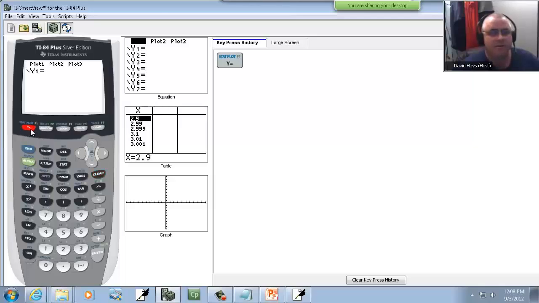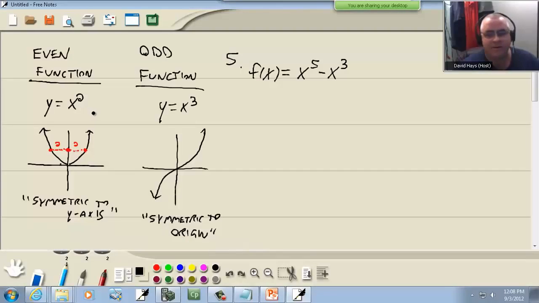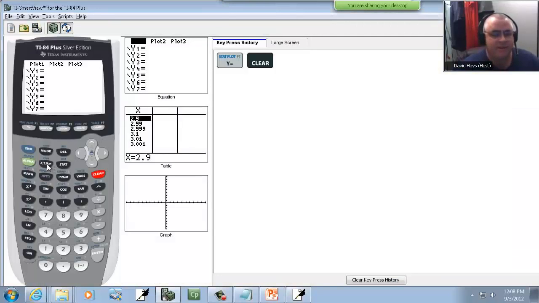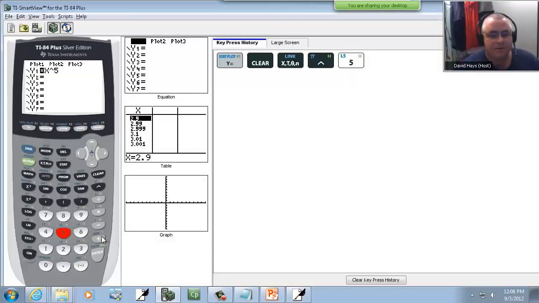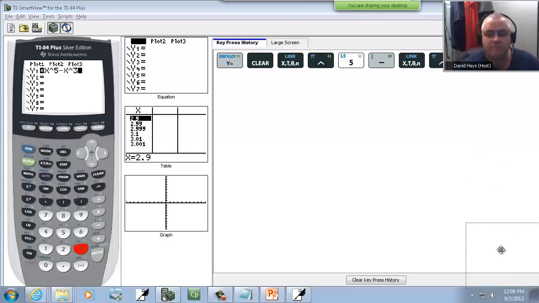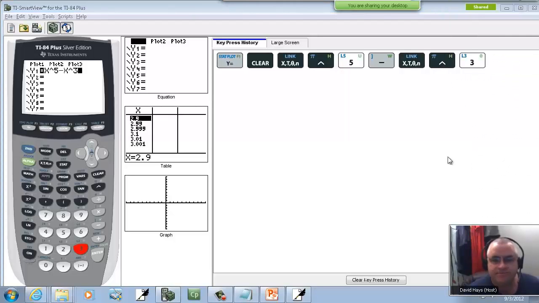Okay, so I'm going to press y equals. I'm going to press clear to clear out whatever's on y1. I don't have anything, but then I got x to the fifth, so I'll do x caret 5 minus x to the third, so minus x caret 3. And then graph.